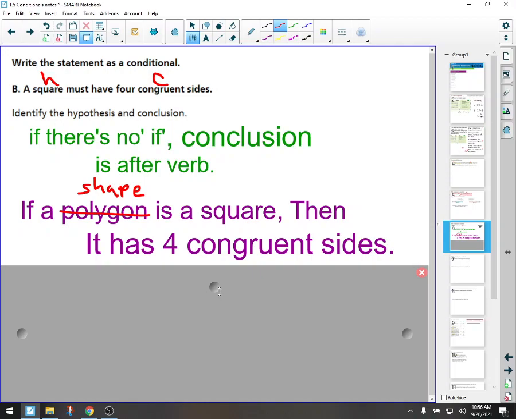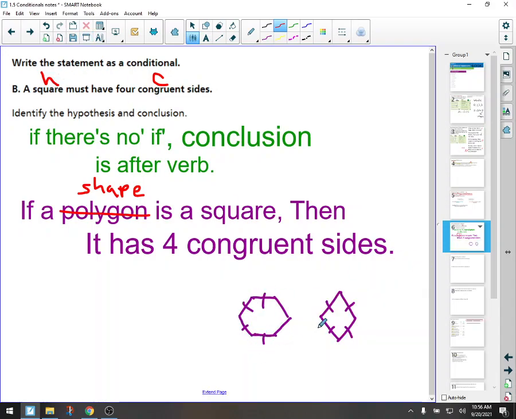So let's show why it's not the other way around. Like if we've got four congruent sides, then it's a square. Here's two shapes with four congruent sides. Neither of these are squares. That's more like a diamond. This is called a rhombus, since it's not at right angles here. And then this is just not a four-sided figure.